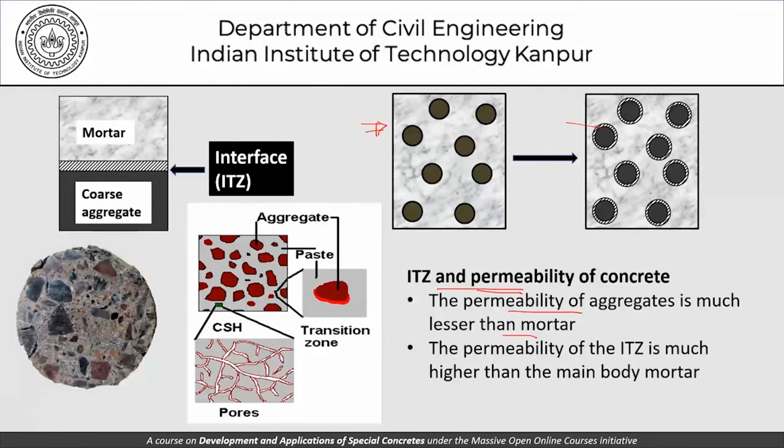I've already discussed that because these are natural rocks in most cases. The permeability of the ITZ is much higher than that of main body mortar. The main body mortar is the mortar here, and the ITZ is here. So this is the main body mortar here, this is the ITZ here. So the ITZ porosity is higher than that in main body mortar, and this kind of a discussion is what determines the permeability of concrete.